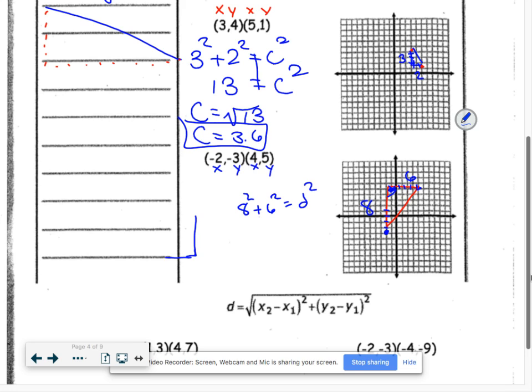You can even turn C into D. Variables don't matter. Or N. Okay, and then you get 100 is D squared. So how far away? D is square root of 100, which is 10. Okay, we're not done yet. Now we're going to use a really fancy formula.